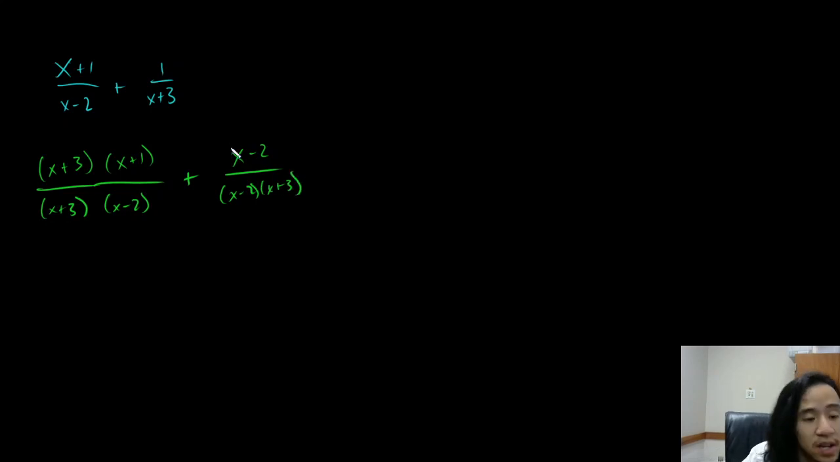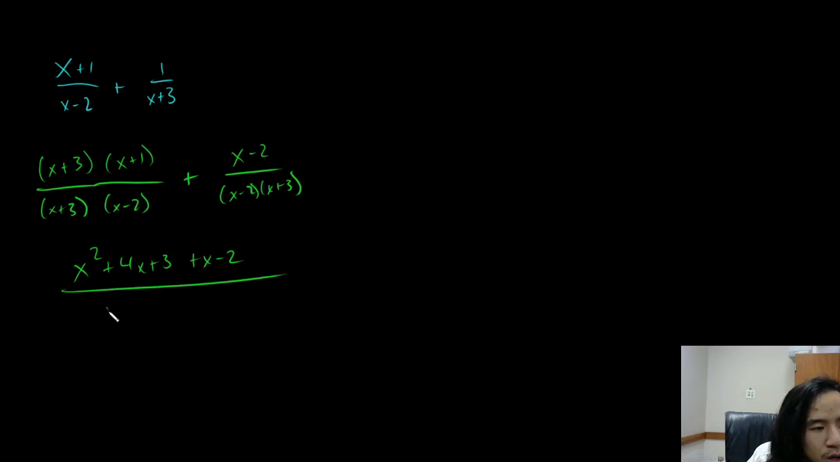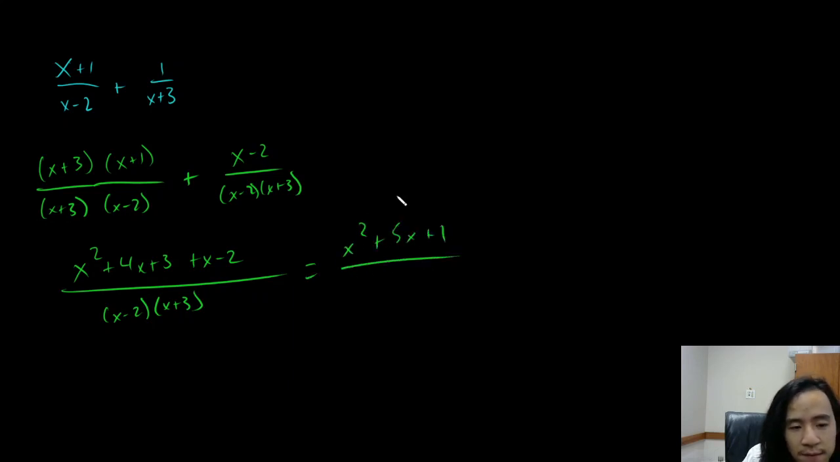Great, so now I can combine like terms. I'm going to have to FOIL the top. You can leave the bottom in factored form, that's a-okay. So I'm going to FOIL the top, so this is x squared plus 4x plus 3, and then plus x minus 2, over x minus 2 times x plus 3. Let's combine like terms, and then I'll get x squared plus 5x plus 1. You can't factor that, so there's no need to worry about it. The denominator is x minus 2 times x plus 3.